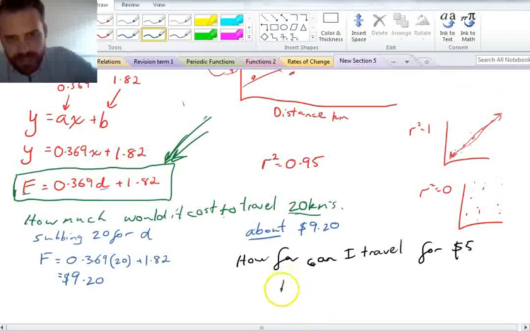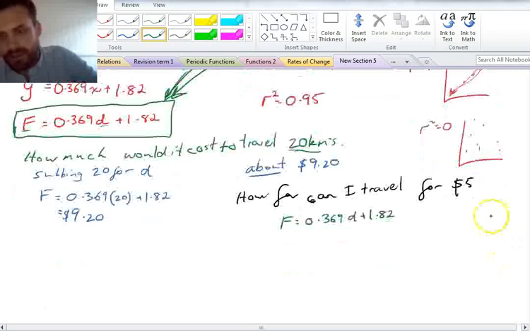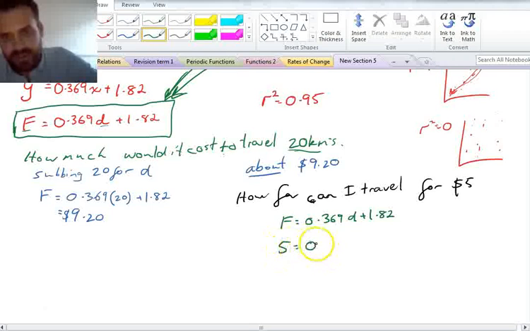Our function is f equals 0.369d plus 1.82. Now our next step is to put 5 in where the f is. 5 equals 0.369d plus 1.82.